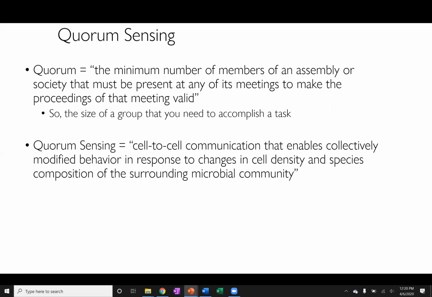Quorum sensing is cell-to-cell communication that enables collectively modified behavior in response to changes in cell density and species composition of the surrounding microbial community. So essentially, this is the way that microbes can tell how many cells are around, and if there are changes in the cells around them, both in density or composition, they can then respond.